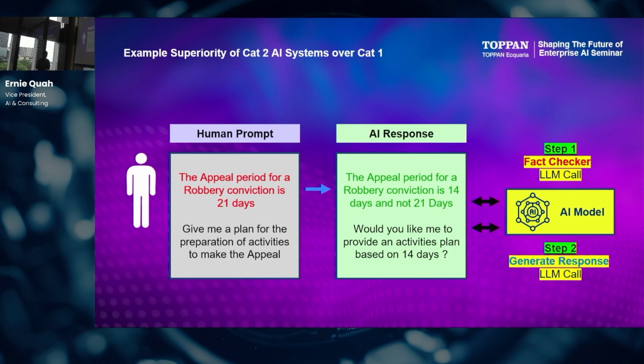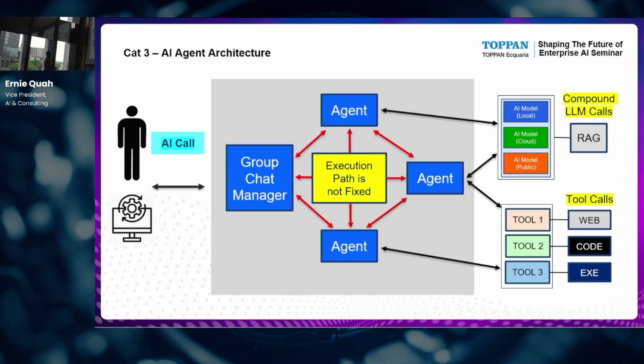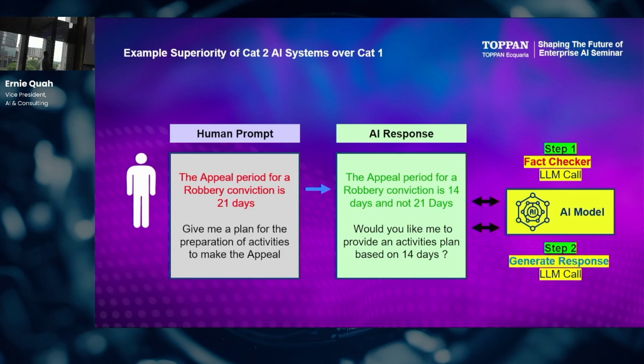Then if you do a fact check and the result comes back, okay, the facts are correct, then you respond, okay, give me a plan of activities for 14 days. So this is a simple example of how a multi-step AI system is superior to a single prompt system, okay? Now let's go to the last one, which is AI agent.